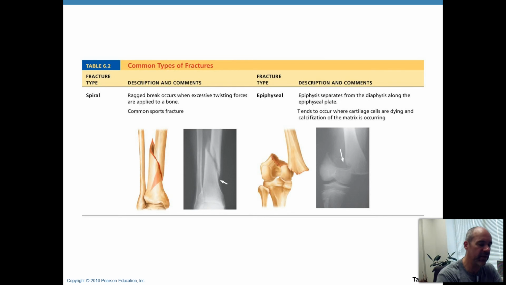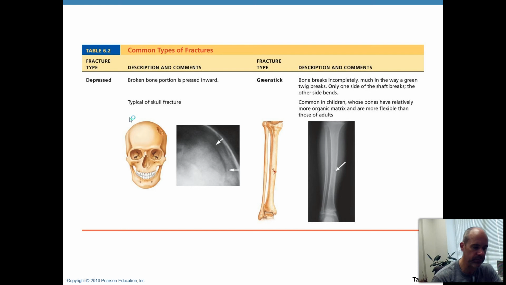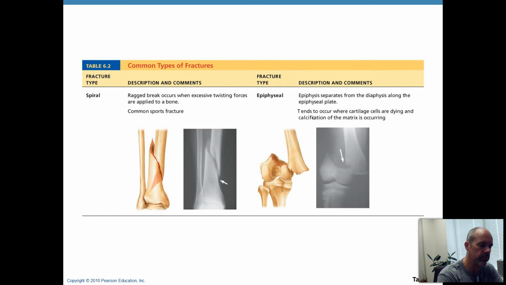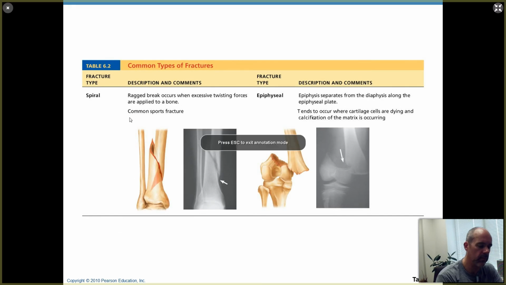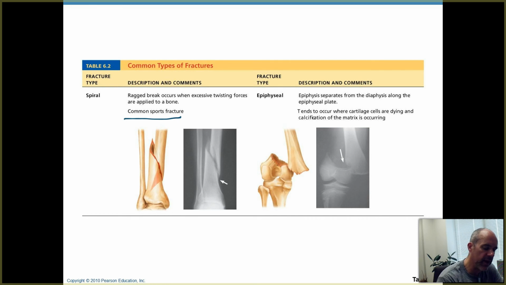Spiral fractures, these are fractures that occur when bones get twisted, and I don't know about you, but that just makes me cringe thinking about it. But a very common type of sports fracture. Common sports injury. And so you can see what that spiral fracture looks like, where the bone has gotten twisted. And that fracture is more on an oblique angle, so it's not really transverse and it's not really truly linear. It's on an oblique angle.